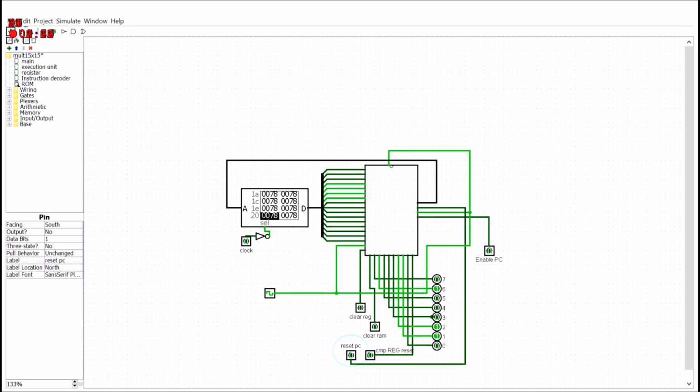Hold up 1 second. Let's reset this and clear the registers and try that again. Alright, let's do that again. There we go, okay. I didn't have my registers cleared. So there we go. That is 2 minus 128, which is 126.